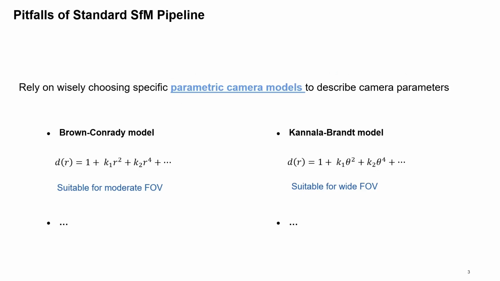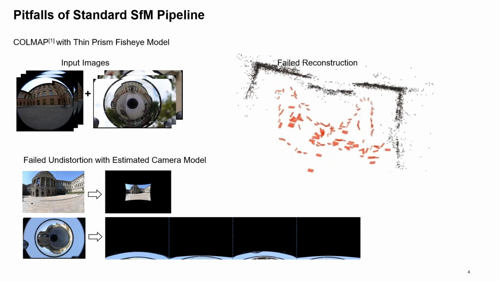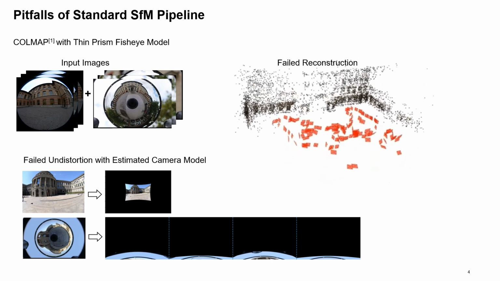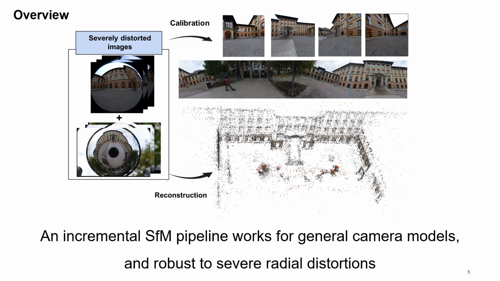Standard SFM pipeline relies on wisely choosing specific parametric camera models to describe camera parameters and model camera distortion. Failing to choose the correct camera model will result in failed reconstruction, which is rooted from a wrongly modeled distortion. Our work, GenSfM, aims at developing an incremental SFM pipeline that works for generic camera models and remains robust to severe radial distortions.